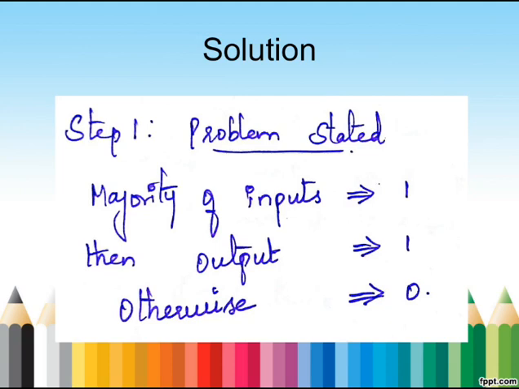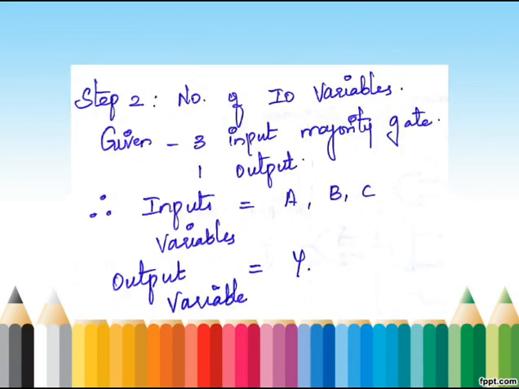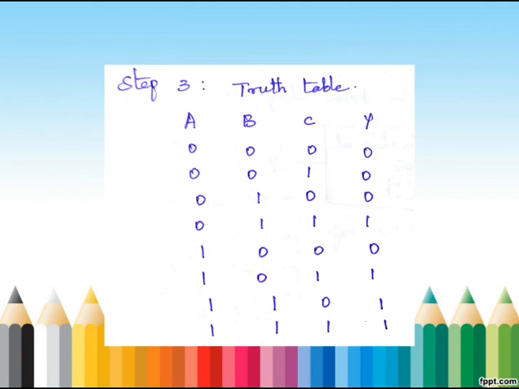Step 2, finding the number of input and output variables. From the statement of the problem, the Boolean function is implemented by a 3-input majority gate. So the number of inputs for this combinational circuit is 3, expressed as A, B and C. The output variable is only one and it is expressed as Y. So the input variables are A, B and C, and the output variable is Y. Then to express a truth table, we take the input variables in columns A, B and C, and the output variable in column Y.